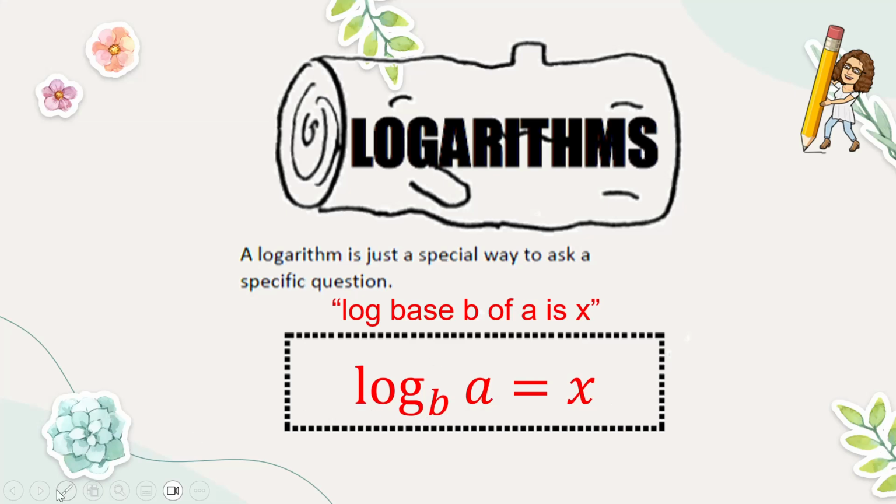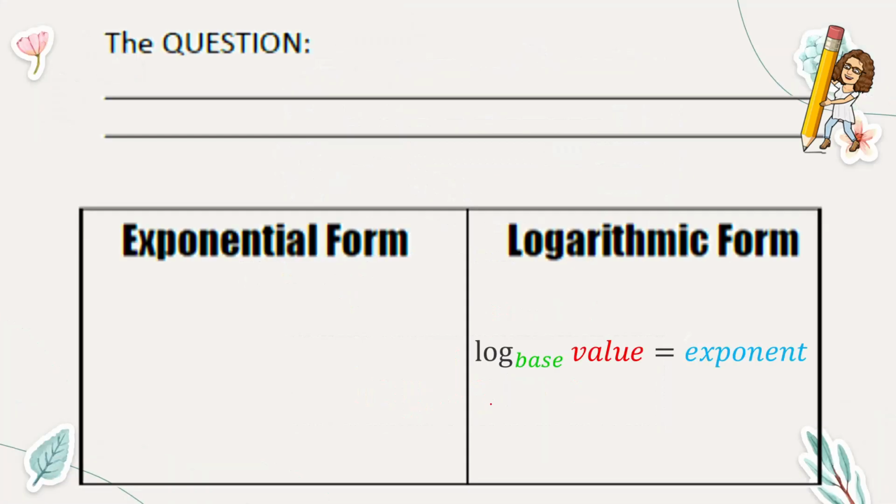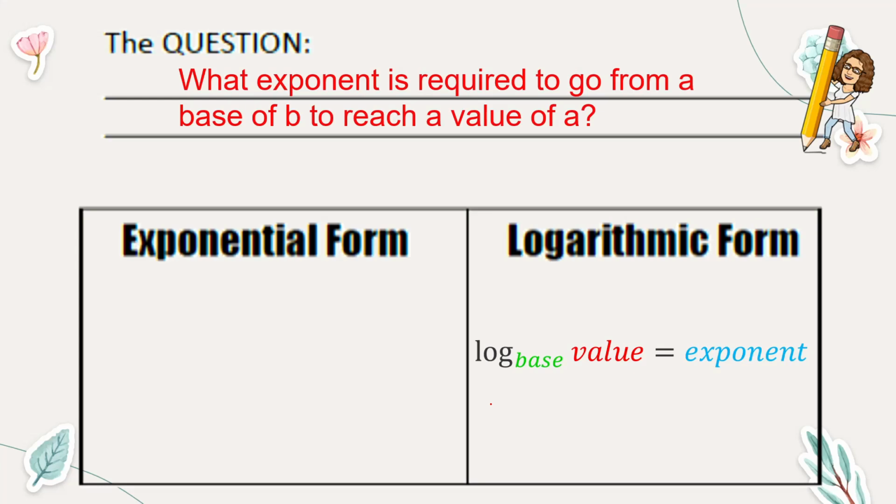Now, you might see people write parentheses right around the a. If there's only one thing inside the log, people do not usually put parentheses around it. However, you will find I, Miss Marsh, usually do, just so there's no ambiguity. Now, the specific question that we are answering with a log is, what exponent is required to go from a base of b to reach a value of a?